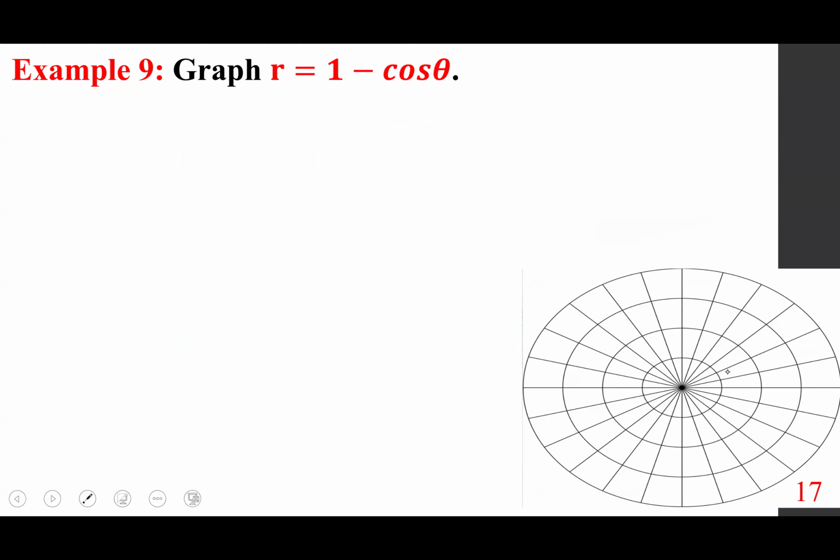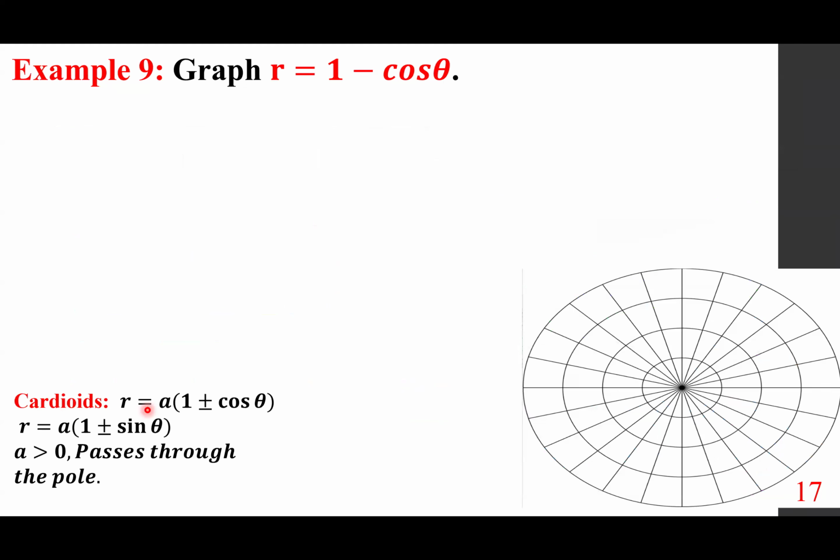Graph r equals 1 minus cosine theta. It's a cardioid again. First, reminding that r equals a times 1 plus or minus cosine theta, or r equals a times 1 plus or minus sine theta, and a is positive, passes through the pole, and it's a cardioid. Basically, for the pole you set r equal to 0 to figure it out if need be.